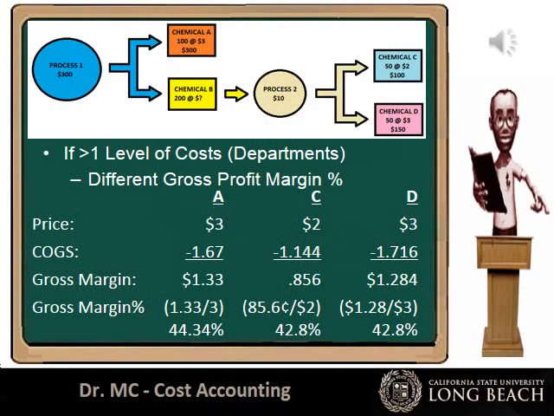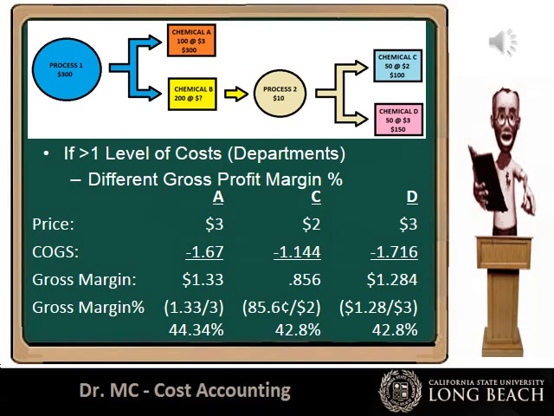When, however, you have two levels of processing, as we had with our chemical example, then the products end up with different gross margin percentages. This is because the costs of the later processes are only allocated to the products that go through that process. In our chemical example, chemical A was only allocated costs from process 1, while chemical C and D were allocated costs from processes 1 and 2. Thus, chemical A ended up with a gross margin percentage of 44.34% and chemical C and D ended up with gross margin percentages equal to 42.8%.